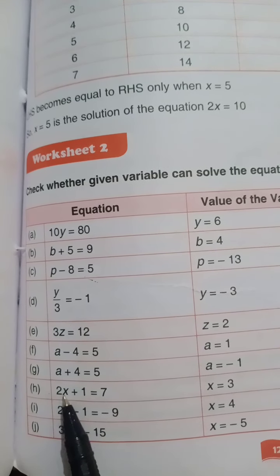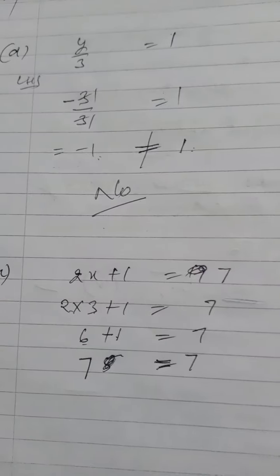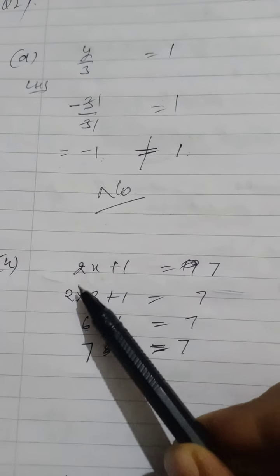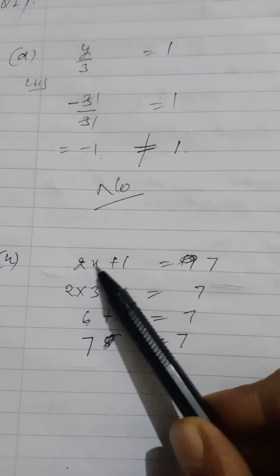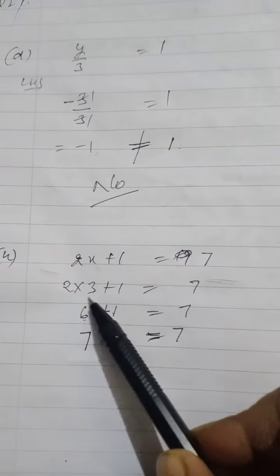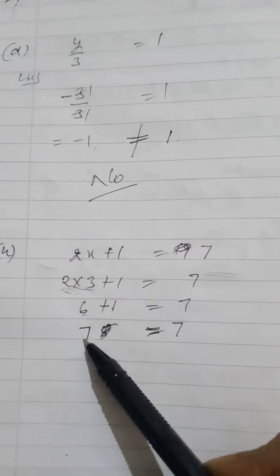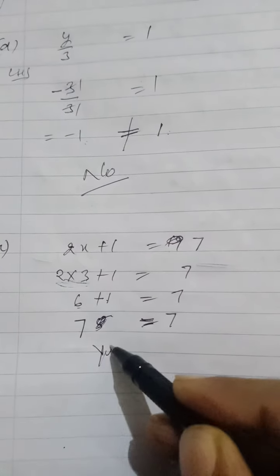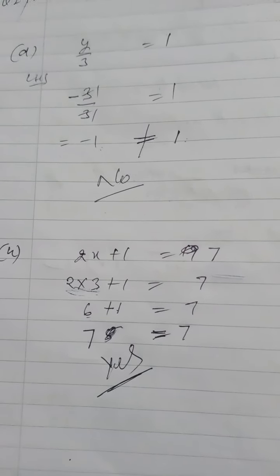See part H. Here the equation is 2x plus 1 is equal to 7, and the value of the variable x is 3. So what is the LHS? LHS is 2x plus 1, and the value of x is 3. So 2 multiplied by 3 plus 1. First of all we will do the multiplication by BODMAS. 2 times 3 is 6, plus 1 is 7, and the right hand side was already 7, so 7 is equal to 7, and its answer will be yes. Similarly you can do the other parts also.